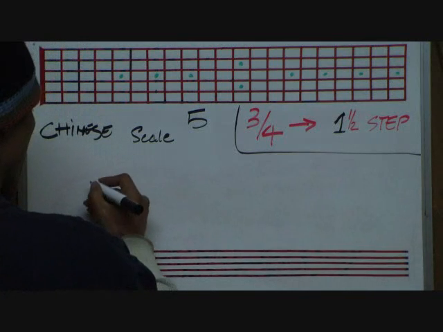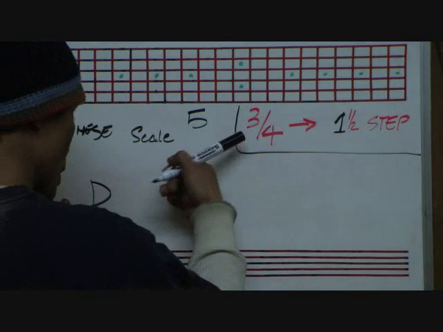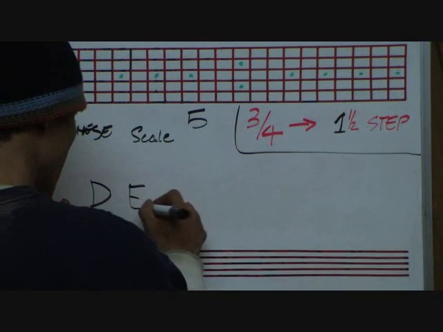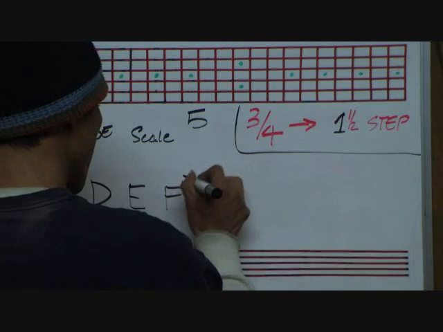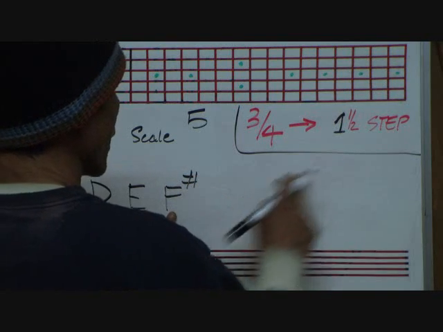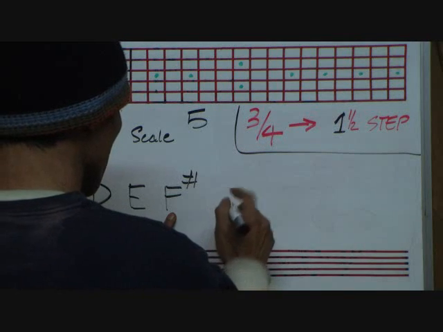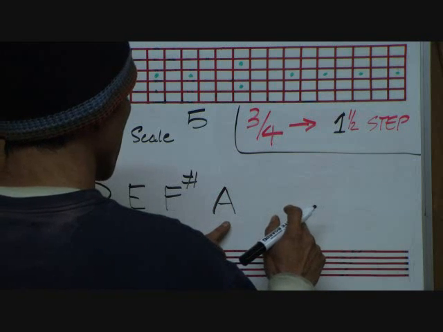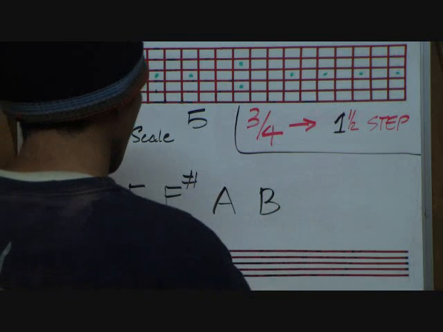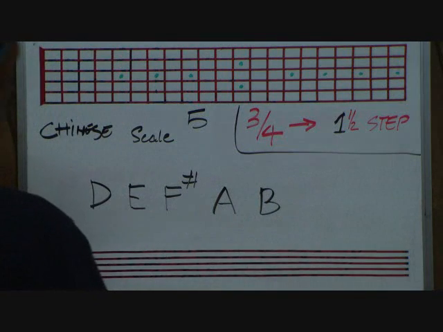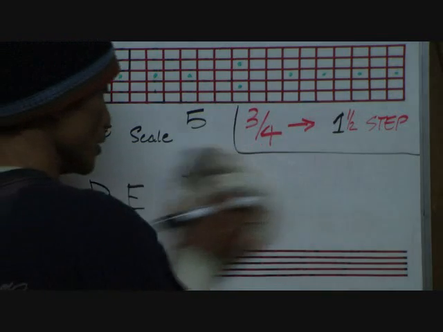D Chinese scale. Write down D as the first. A whole step according to the formula, so the E, another whole step according to the formula, so it's the F sharp. A step and a half according to the formula from third to fourth, so it's the A. And then fourth to fifth, a whole step according to the formula, so it's a B. There you go, the D Chinese scale. Let's move to the key of E.